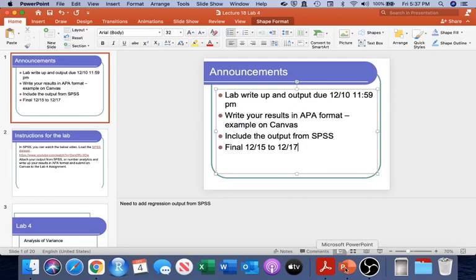And in Lab 4 we're actually going to use coronavirus data from LA County. So just an overview, we have the lab write-up and the output, which will be due December 10th. You will have to write up your results in APA format, and I will put up an example on Canvas. You'll also have to include your output from SPSS.